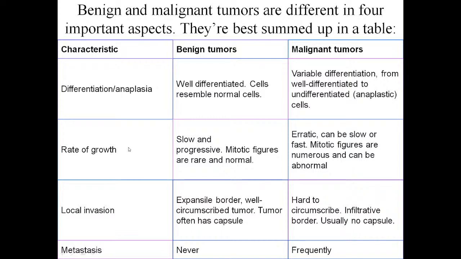The next difference between benign and malignant tumors is the rate of growth. Benign tumors have slow growth, and mitotic figures are rare and normal. Malignant tumors are erratic, can be slow or fast, and mitotic figures are numerous and can be abnormal.